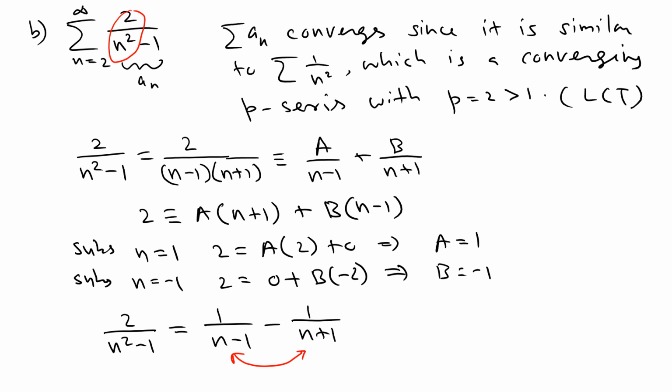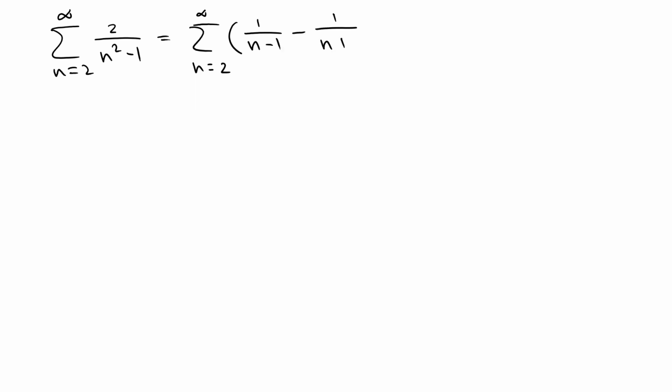And what we can do is use that to write the first few terms and then think about the limit, then you can find the sum. So let's do that now. In going from 2 to infinity, 2 over n squared minus 1, if you replace the term by the partial fraction decomposition we found, it is 1 over n minus 1 minus 1 over n plus 1.